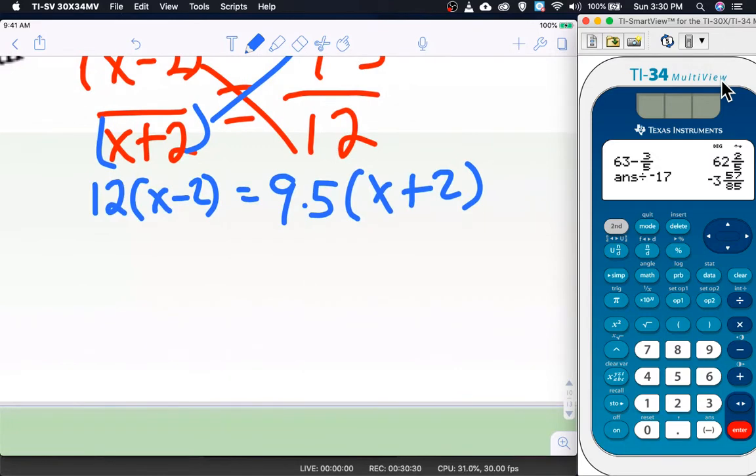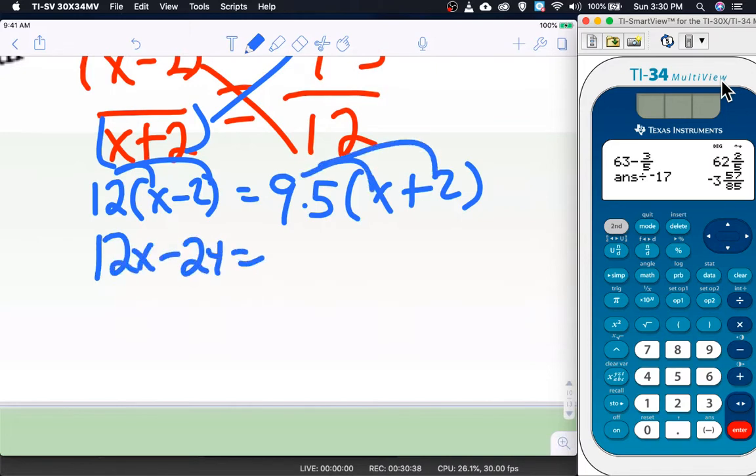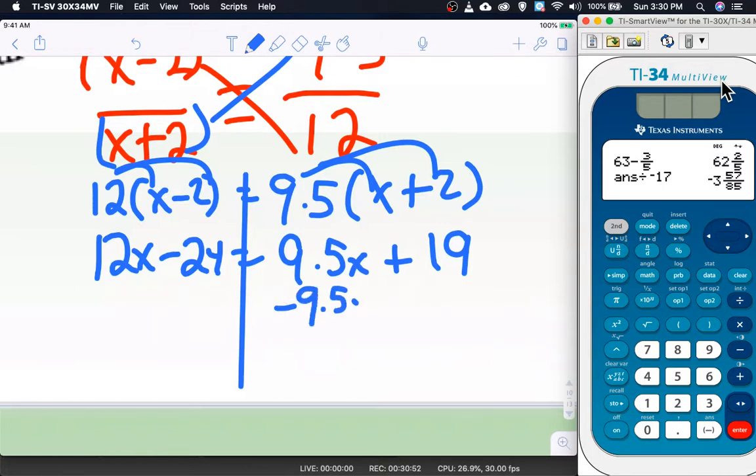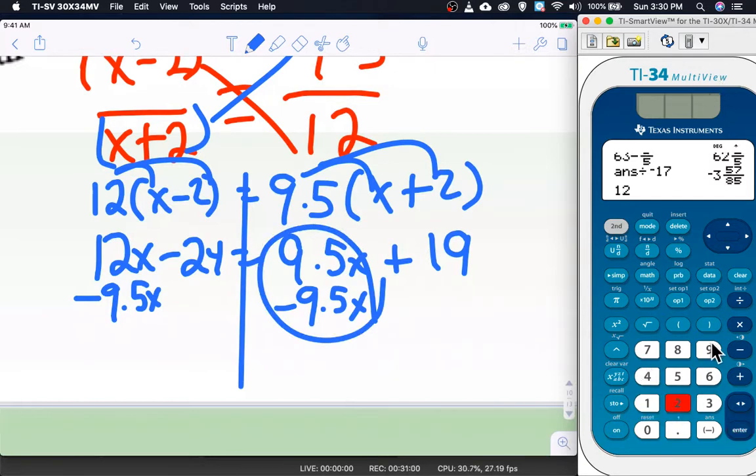And we solve. I'm going to distribute, 12x minus 24, distribute, 9.5x plus 19, that is 9.5 times 2 is 19. I'm going to solve my equation. Subtract 9.5x on both sides. These cancel out. We get, not 100% positive on 12 minus 9.5, I'm pretty sure it's 2.5, but there we go. It's always good to double check yourself.